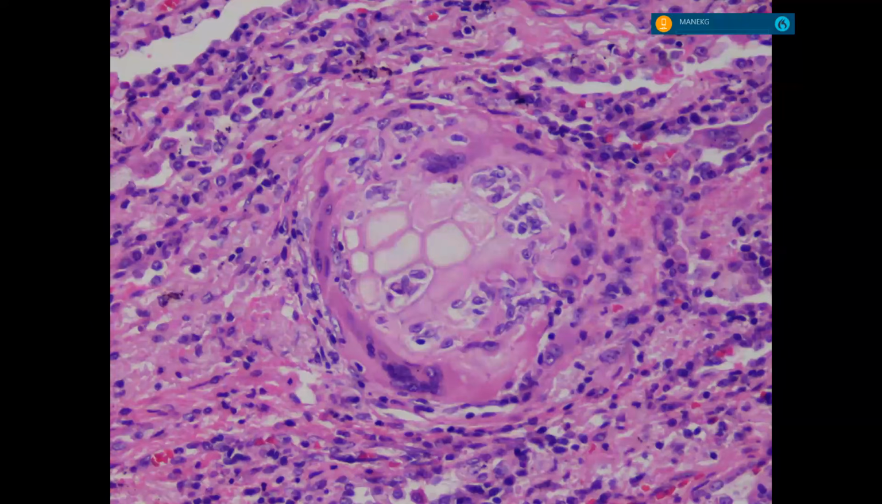All right. Ooh, this is very, very difficult. But let's see if we can. What stain? H&E. H&E.